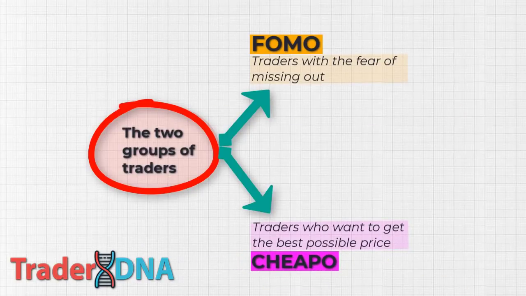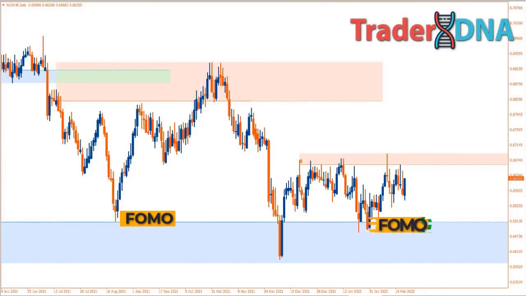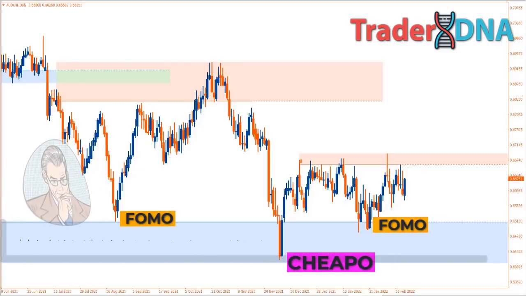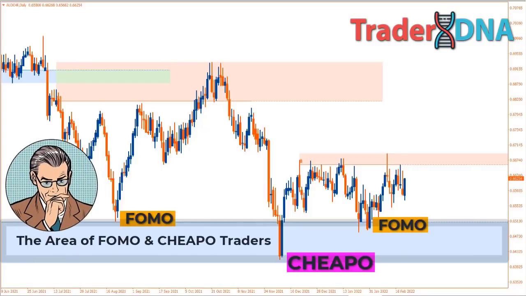Let me explain. Traders with the fear of missing out would enter their trades the moment the price comes close to support. And if there's enough buying pressure, the market would reverse at that location. On the other hand, there are traders who want to get the best possible price, so they place orders at the low of support. And if enough traders do it, the market will reverse near the lows of support. But here's the thing. You've no idea which group of traders will be in control, whether it's FOMO or cheapo traders. Thus, support and resistance are areas on your chart, not lines.